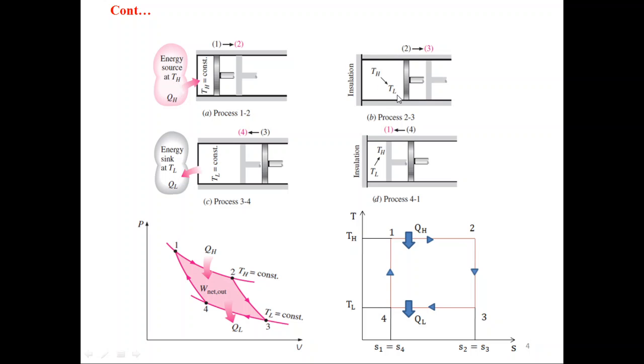and due to this expansion temperature drops from TH to TL. In the PV diagram the process 2-3 represents reversible isentropic expansion process as the volume at point 3 is more than that of the volume at point 2. So it is an expansion process. In the TS diagram, the process 2-3 is represented by vertical lines. That means S2 is equal to S3. Entropy at point 2 is equal to entropy at point 3. So this is a reversible isentropic expansion process, or we can say isentropic expansion process.